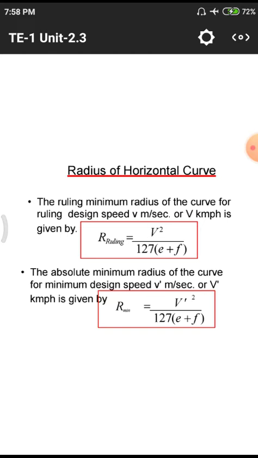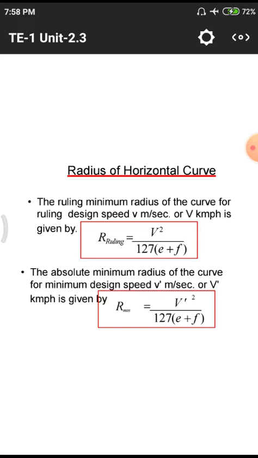To calculate those, the radius R for the ruling gradient is directly proportional to velocity and inversely proportional to E and f, that means the elevation (superelevation) and the friction of that particular pavement. In some conditions, they directly ask this as a bit question. That means in the design of a horizontal curve, the radius is directly proportional to velocity, and inversely proportional to the elevation and the frictional forces between tires and pavements. So we have to remember that also.